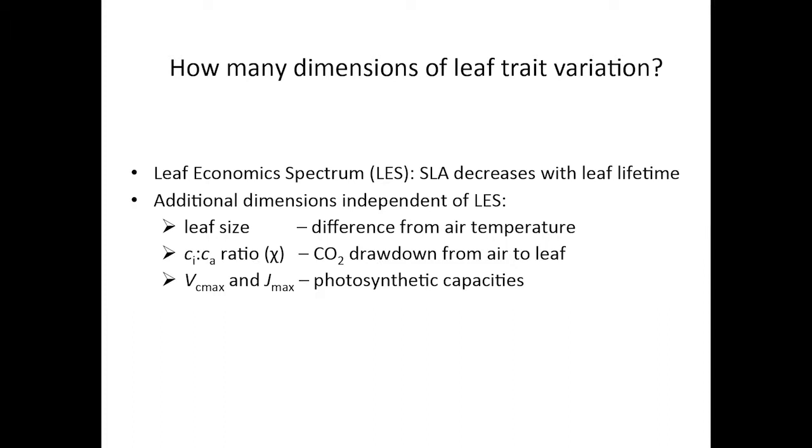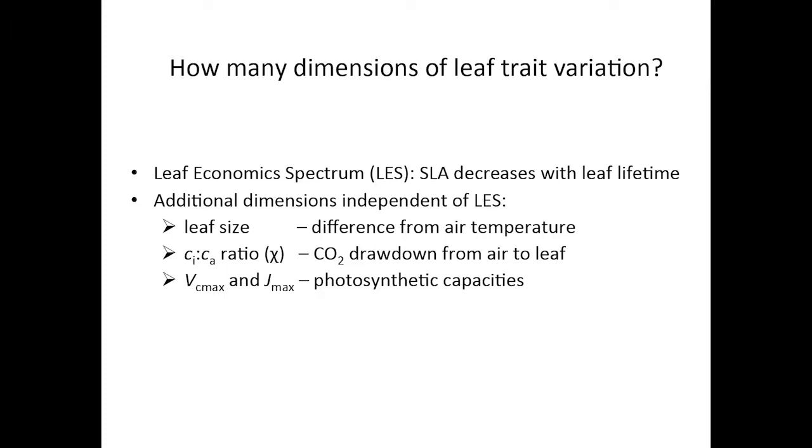So I've also been looking at the question of how many dimensions, and of course it does depend what you put in in the first place. I'm not looking at plant size here. It's plant size related, so I'm obviously not looking at one of the absolute key traits, because this is all about leaf traits. But the leaf economic spectrum, of course, is extremely well known, and the fundamental relationship here is that specific leaf area decreases with the lifetime of the leaf. But there are additional dimensions, and they appear to be, in our analyses, independent of the leaf economic spectrum.